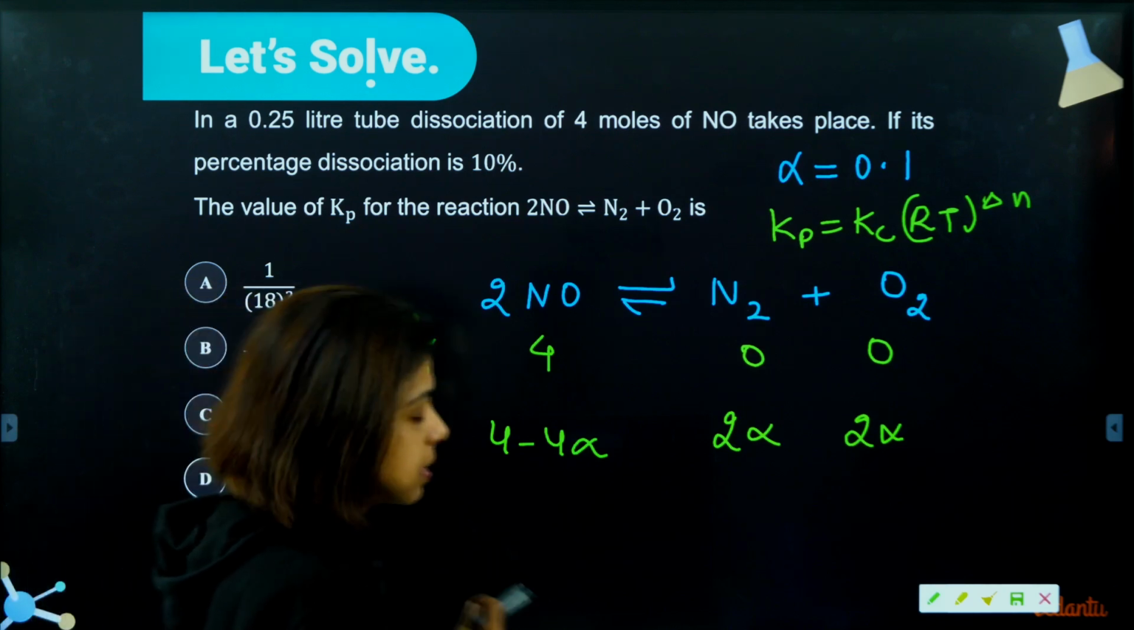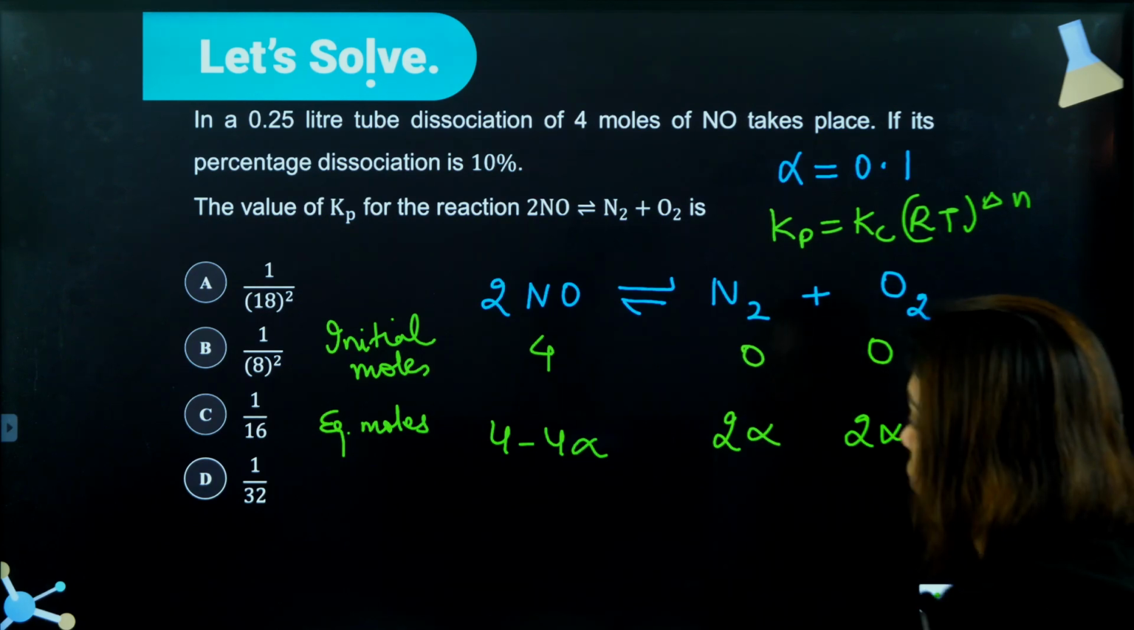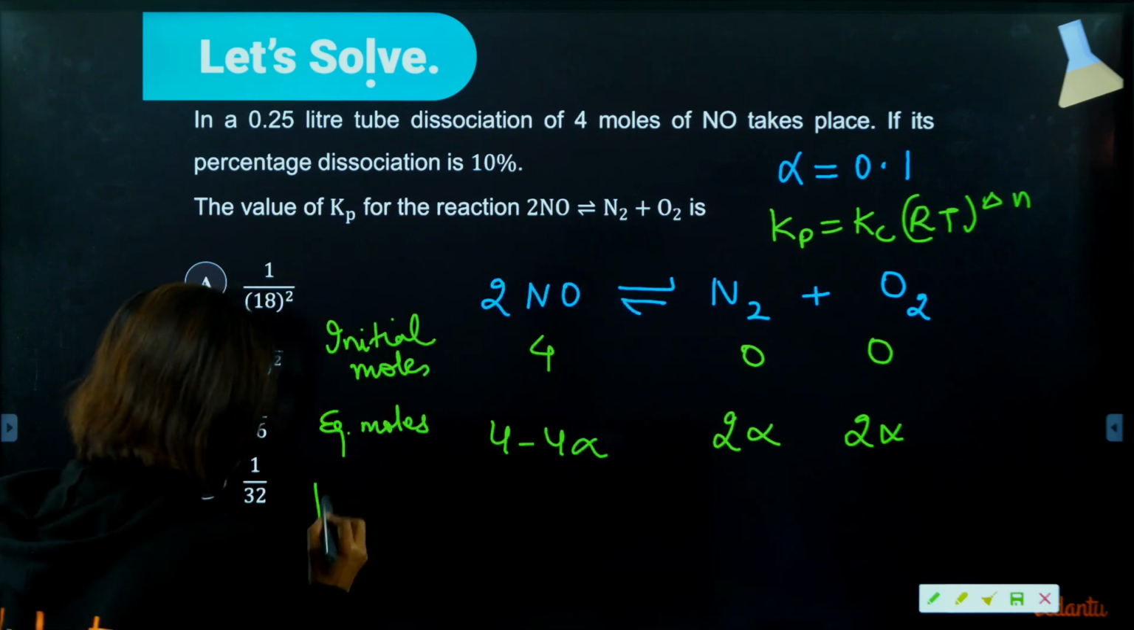Please see guys quickly. Just have a look. Kp is equal to Kc RT delta N. Okay, guys, let's check. Now we have Kc. So what is the expression for Kc?